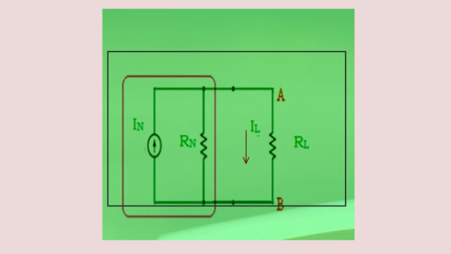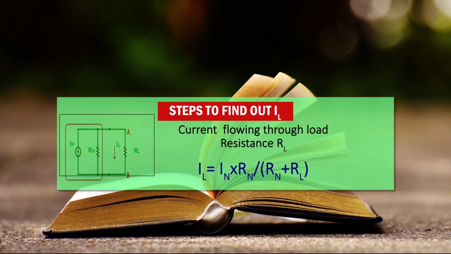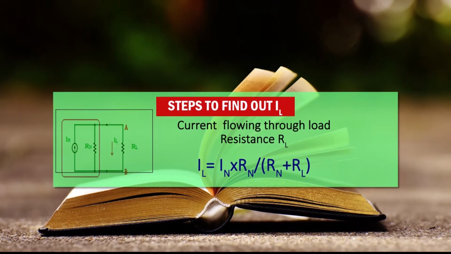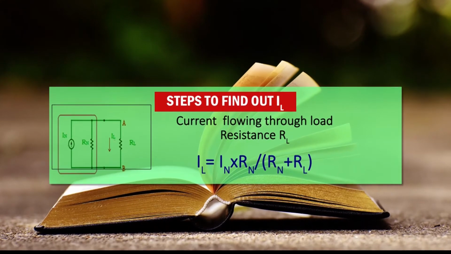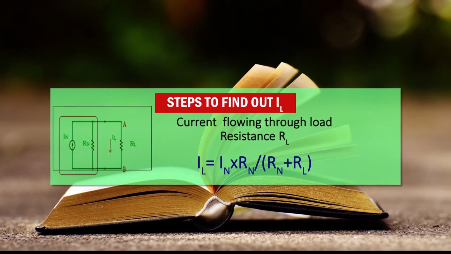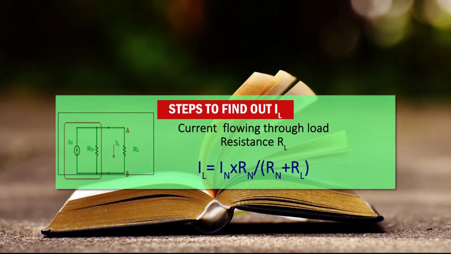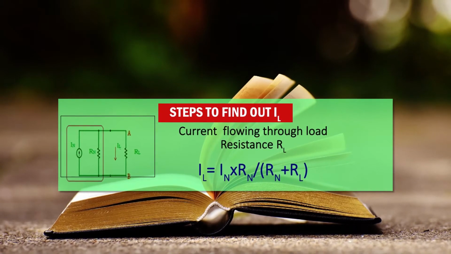Because you have to find the load current, this load current can be easily calculated by the current division rule. The total current, that is the Norton current, and Norton resistance RN are connected across the load resistance RL. So what will be the value of the load current? IL is equal to the total current, that is the Norton current, multiplied by the resistance of the opposite branch of branch AB, that means multiplied by RN, divided by the summation of the resistances of these two branches, that means RN and RL. So finally IL can be calculated as IN multiplied by RN upon RN plus RL.